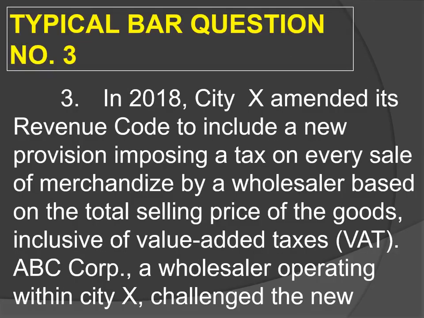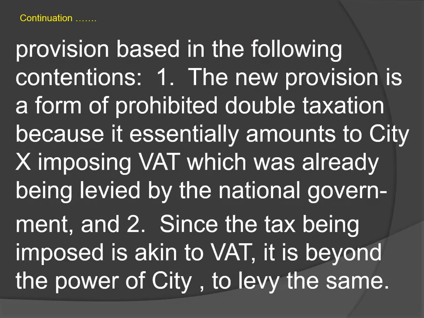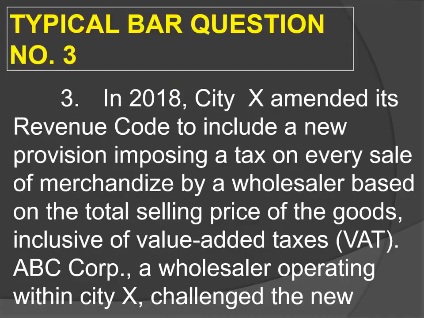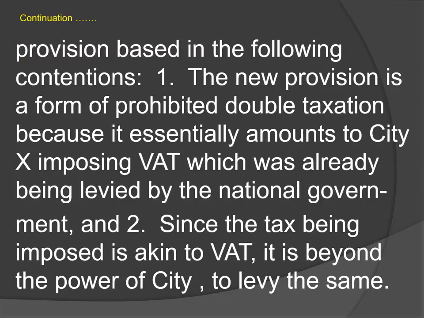Let us have a look at the 2019 bar exams. You notice it is a fact-centered problem. And since it is one, you'll have to go to the bottom and look at what the examiner wants. So the bottom says, rule on each of ABC Corporation's contentions. But then you don't know the contentions. You still have to go back one or two sentences backwards. So let's go back and have a look at the problem then.